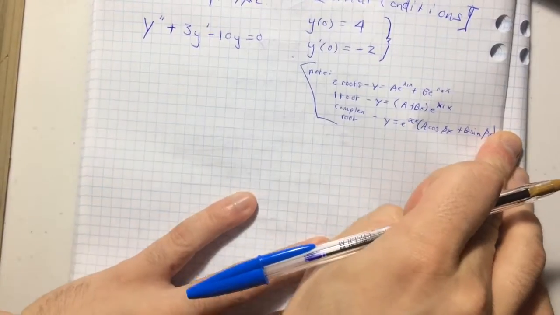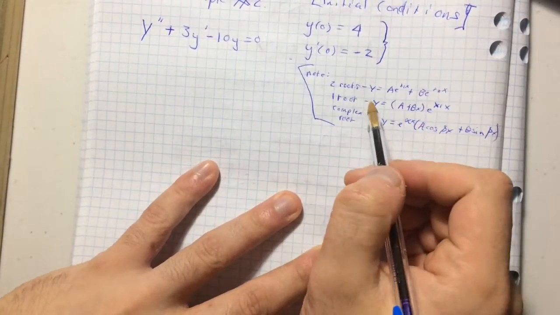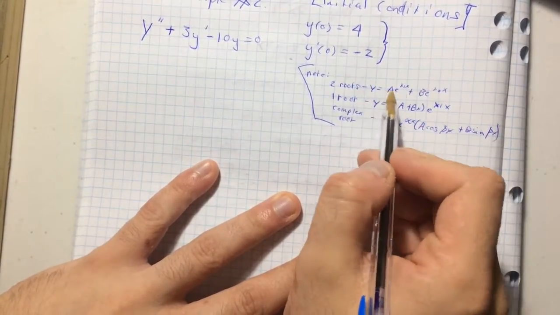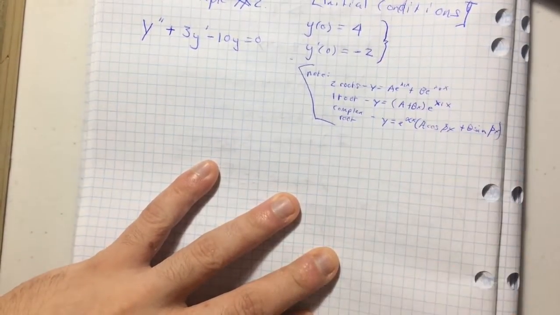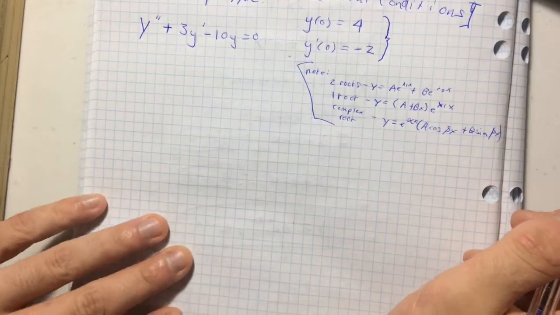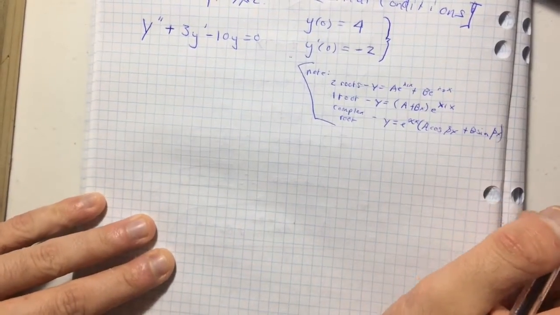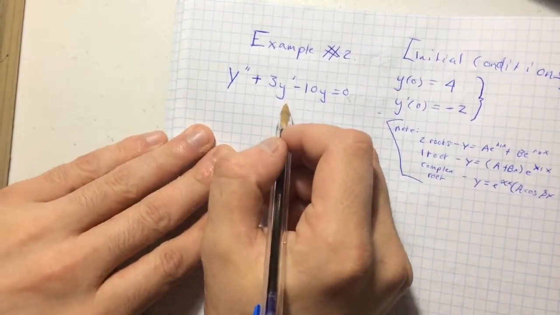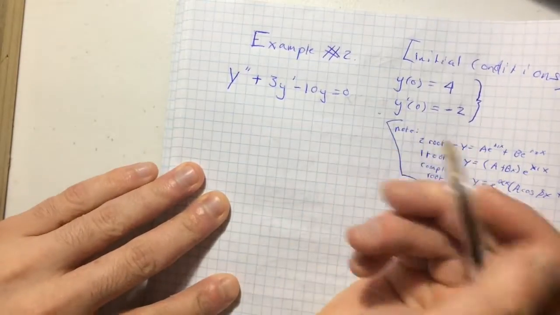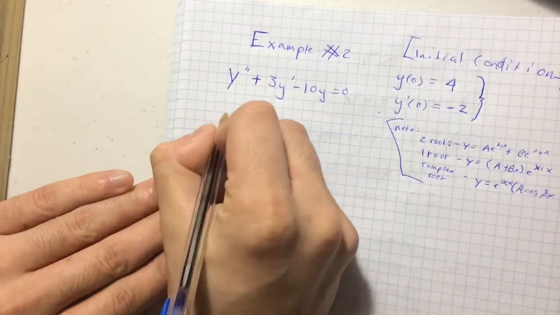I'm not sure if you can see that, but what I've said is that if we have two roots of lambda, then I've written out what the solution will be for one root and for complex roots. So there's that. Here's the actual equation. So it's y double dash plus 3y dash minus 10y is equal to 0. So I'm pretty sure you know what to do by now.